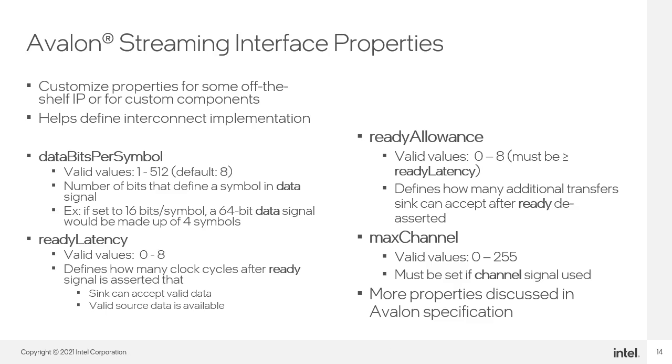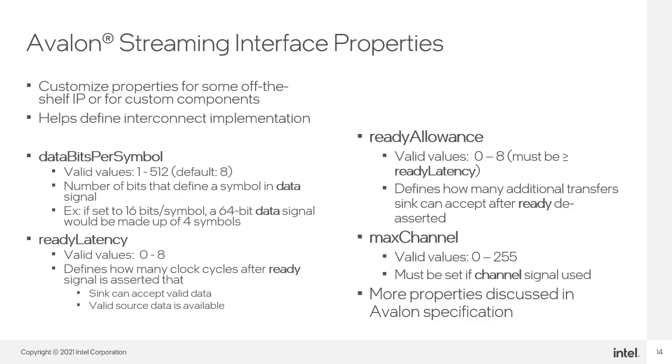Most of the standard interfaces supported by Platform Designer include interface properties that can be adjusted to customize how the interface will be implemented and function in a system. These properties are usually specified during the creation of a component, but some of them may be exposed as component parameters. Listed here are some of the parameters available for an Avalon Streaming interface.